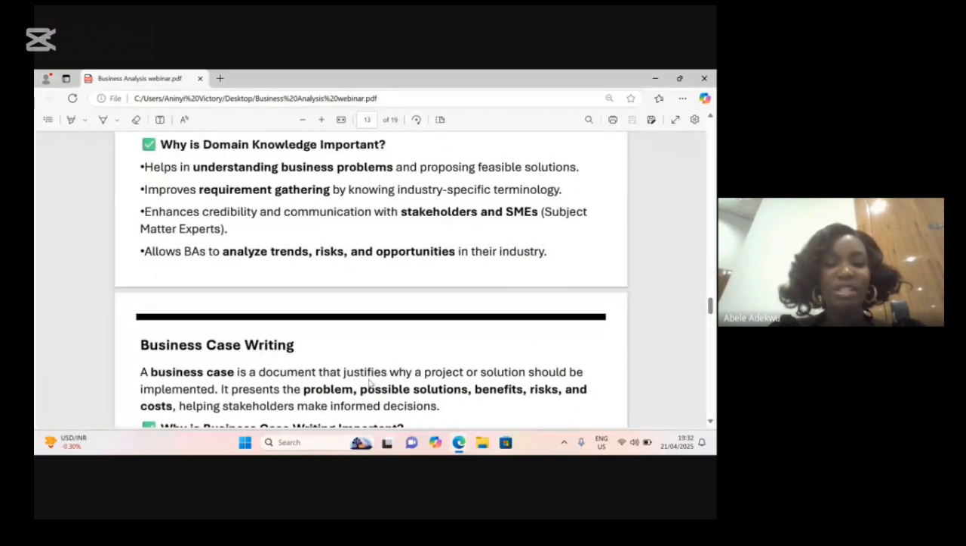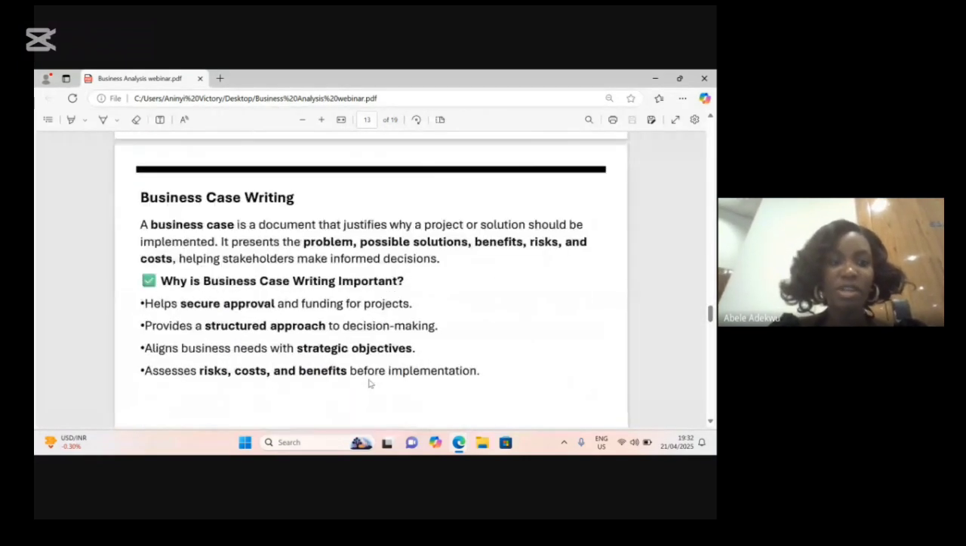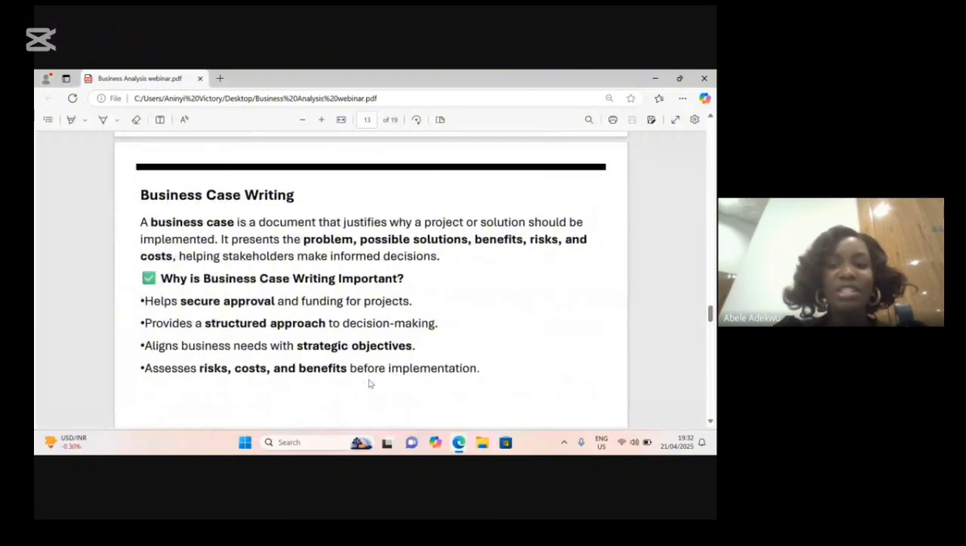Business case writing. I'm going to be brief because of our time so that you guys can ask us questions after everything. A business case is a document that clearly shows why the project is being carried out. It shows how it's being carried out. It also shows the solution that should be implemented. It presents the problem, all the possible solutions, the benefits, the risk, the cost analysis, and it also helps stakeholders to make informed decisions. Why is it important?